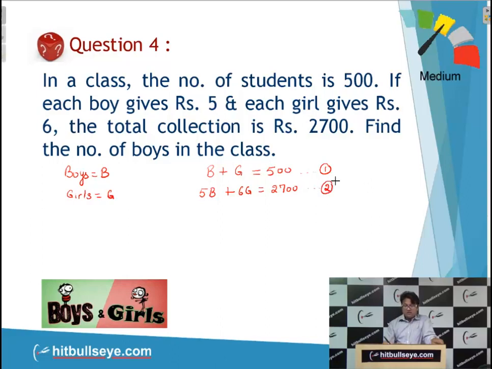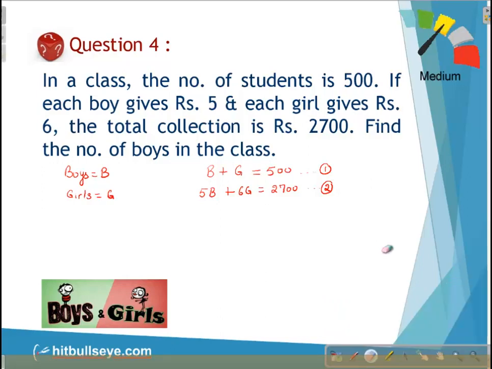Now we could see that A1 by A2 here is not equal to B1 by B2. So these two sets of linear equations will give you a unique solution. Now let us take out the value of boys by using the method of elimination. Here I'll multiply equation number 1 by 6 on both sides, which will help me to equate the value of G, which I'll get as 6 times boys plus 6 times girls equals 3000, which becomes my third equation.